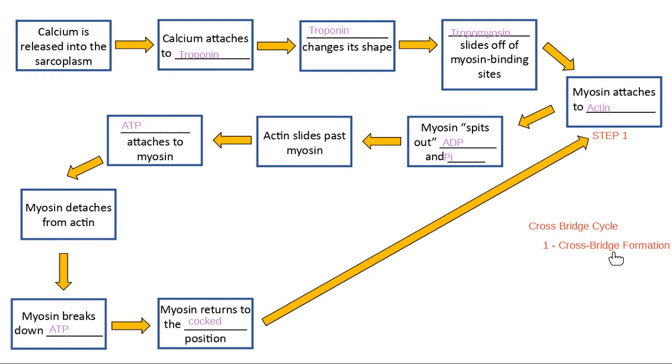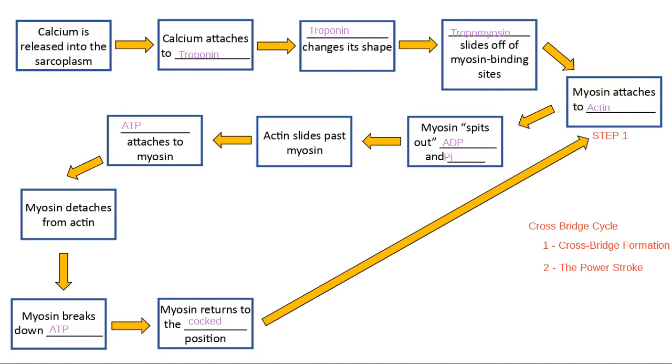Croxbridge Formation. Now, my next step of the Croxbridge cycle is called what? What's the name of the next step of the Croxbridge cycle? This one should be easier to type, right? Not quite as long. Yeah, the second step of the Croxbridge cycle is called the power stroke.